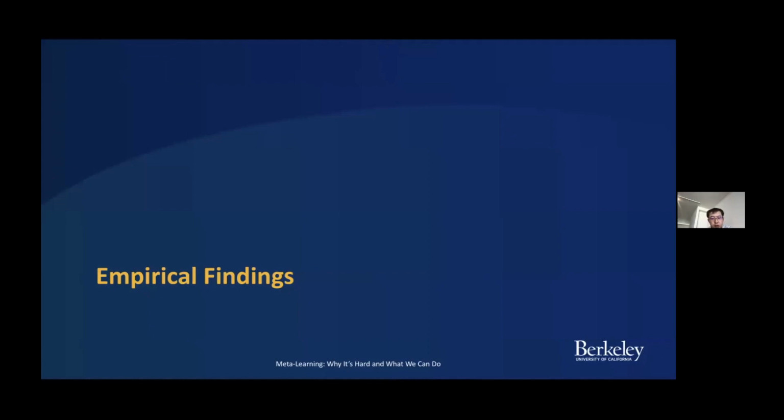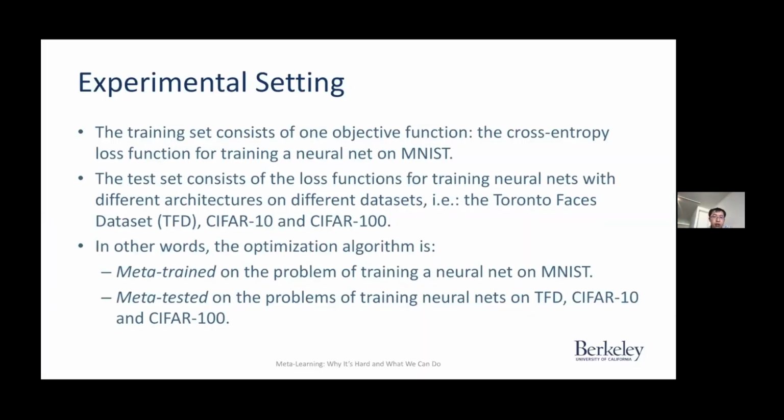So in terms of the empirical findings, let's take a look at first the setting that we actually have. The training set consists of one objective function in this case. That is just the cross entropy loss function for training a neural net on MNIST. And so it's kind of weird that we only have one objective function, and then how can you actually train an optimization algorithm using one objective function?